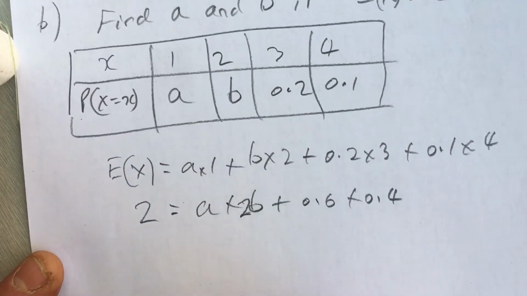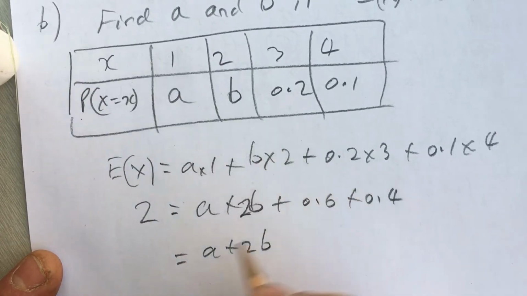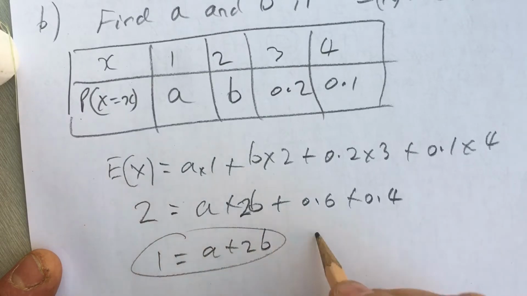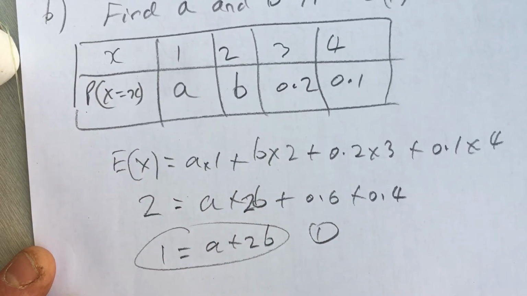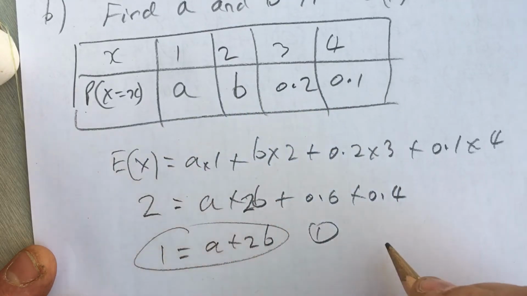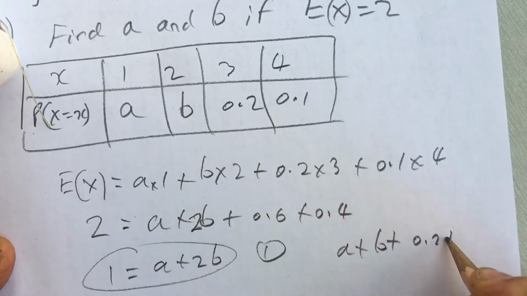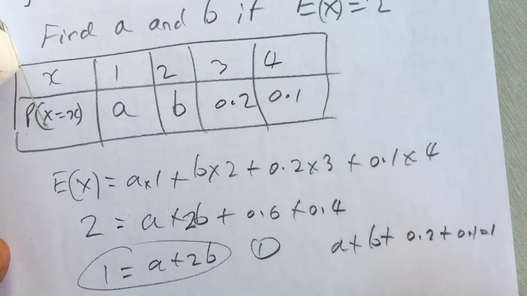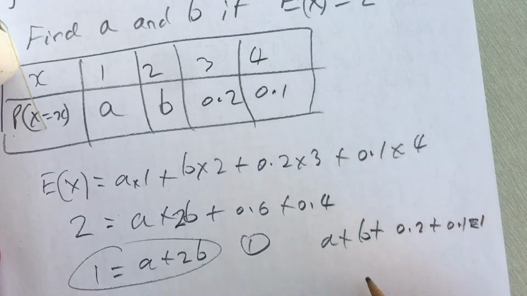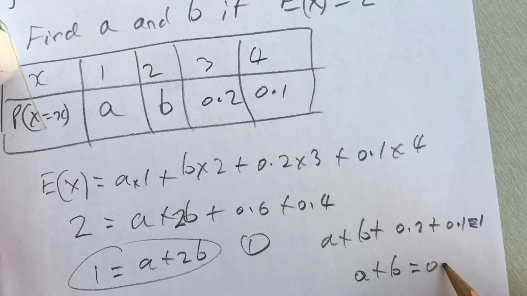So we're going to end up with a pair of simultaneous equations. So we're going to get A plus 2B equals 1. There's one simultaneous equation. Why are we going to get simultaneous equations? Because we also know that these add up to 1. So A plus B plus 0.2 plus 0.1 has got to equal 1. A plus B has got to equal 0.7.